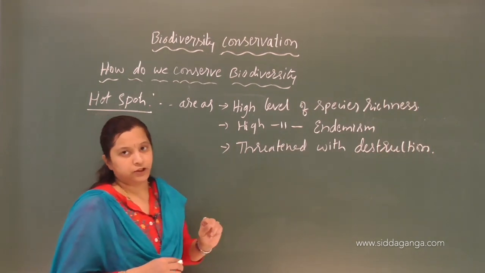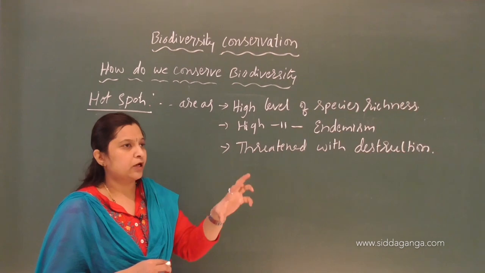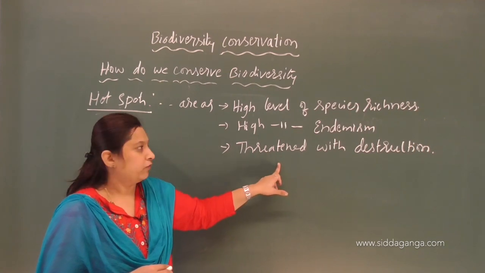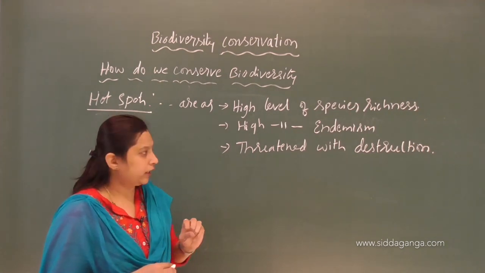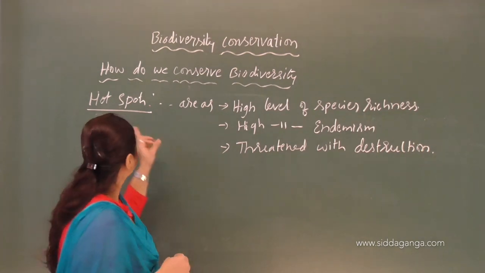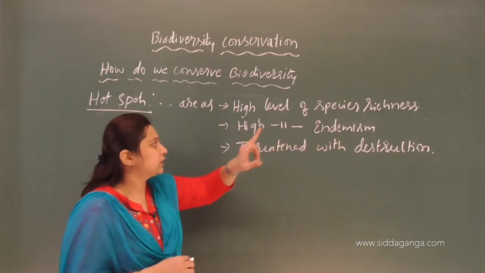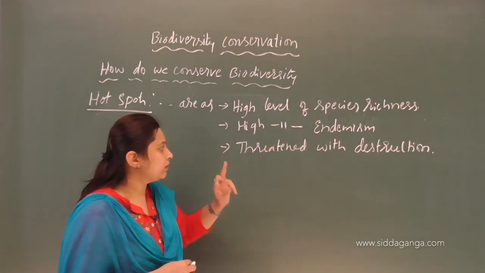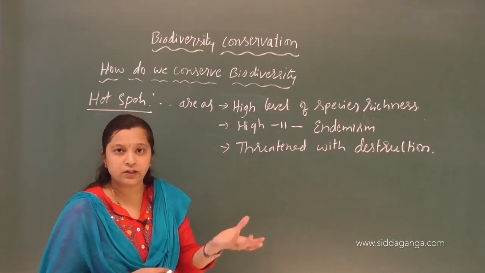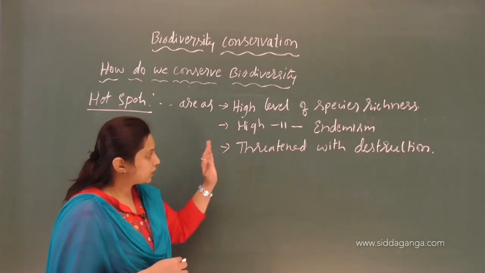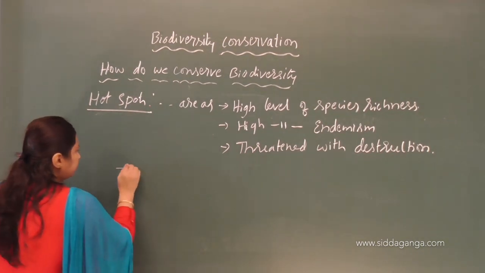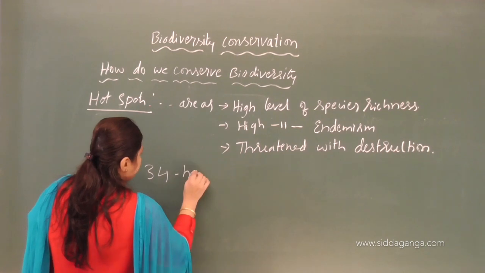And threatened with destruction. If you want to identify a particular region as a hotspot, it must have a high risk of being destroyed by human beings. So hotspots are the areas having a high level of species richness, a high level of endemism, and which are threatened with destruction, at risk of being destroyed by human activities. Such areas are called hotspots. Clear?